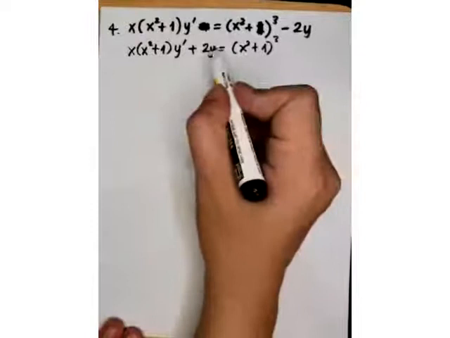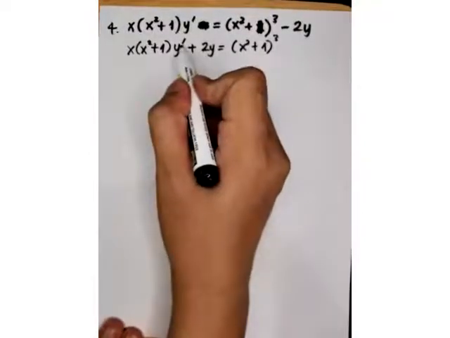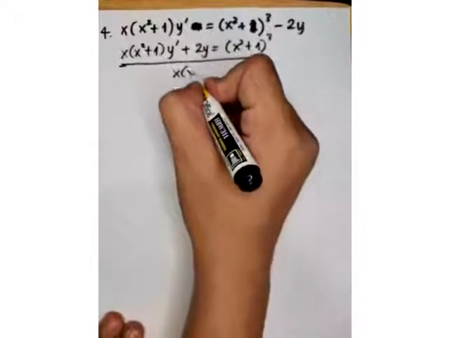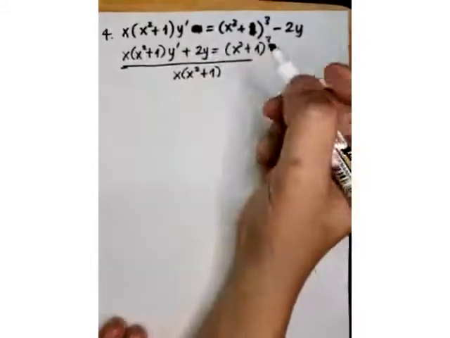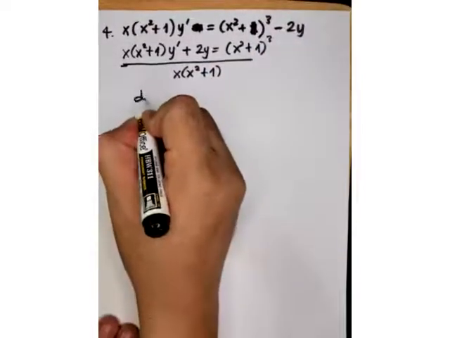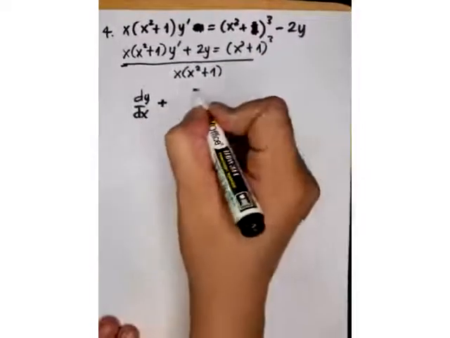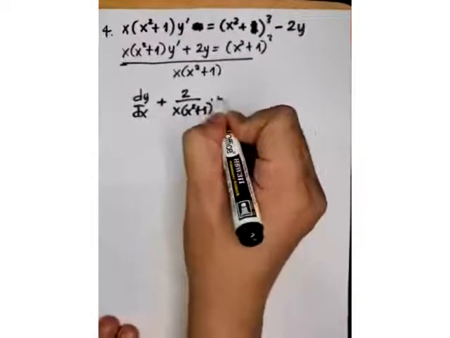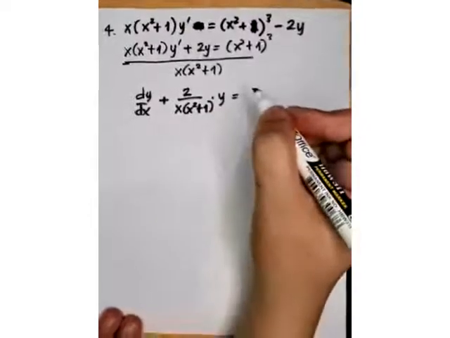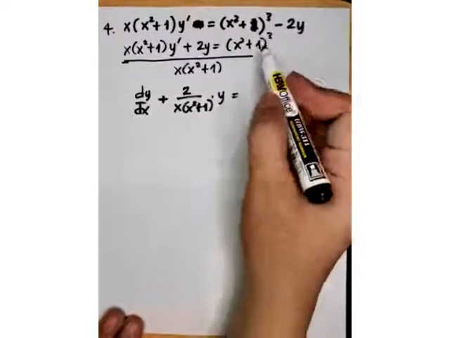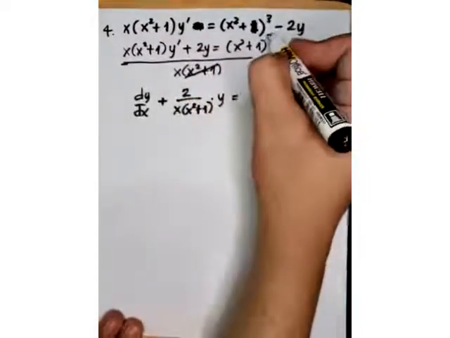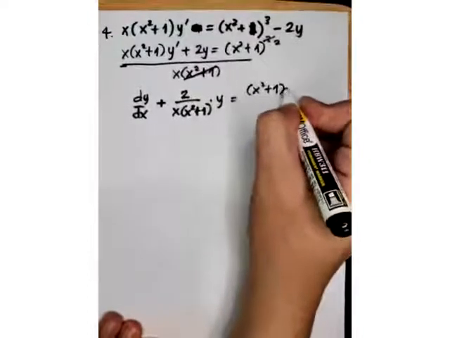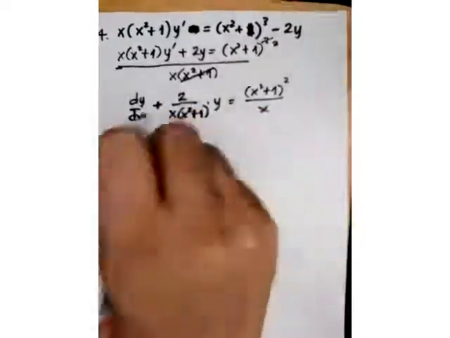So, lahat ng x is nandito, lahat ng y nandito. So, dapat mag-isa na lang yung y prime dito. So, we'll divide the whole equation by x times x squared plus 1. So, I'll have dy over dx plus 2 over x times x squared plus 1 times y is equal to, may mga cancel ba? So, cancel ito at saka isa. So, dalawa na lang. So, we'll have x squared plus 1 squared over x. Ayan.